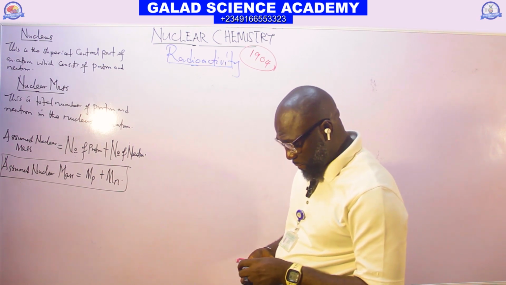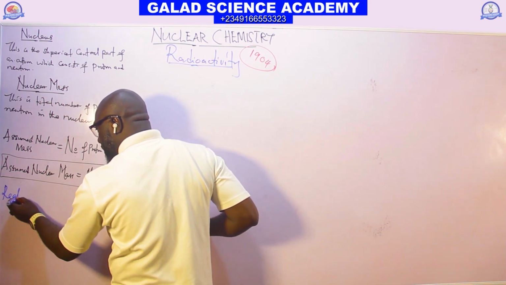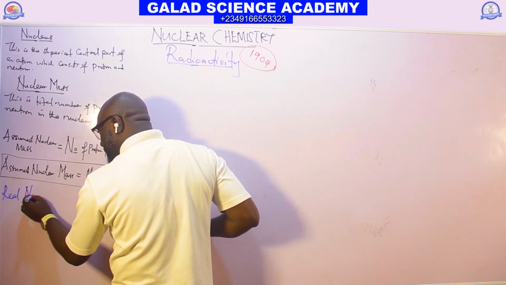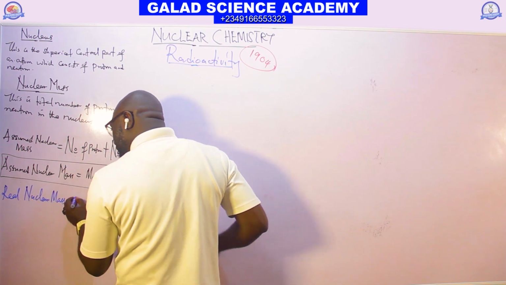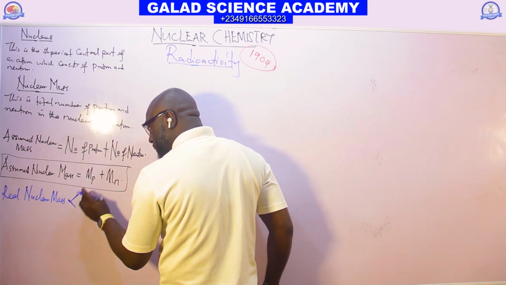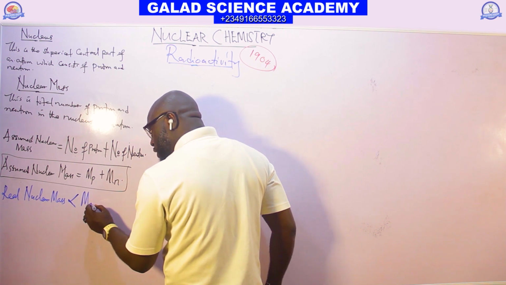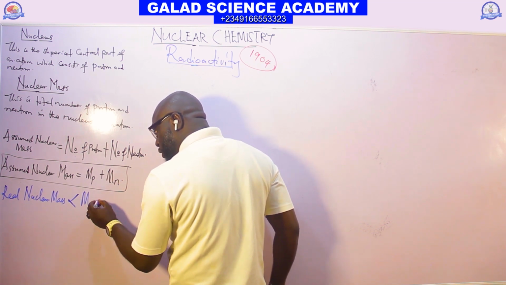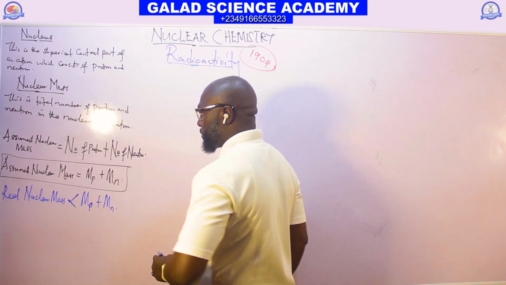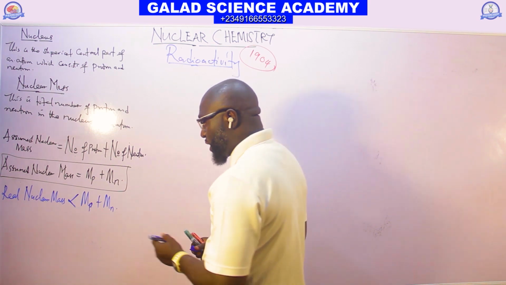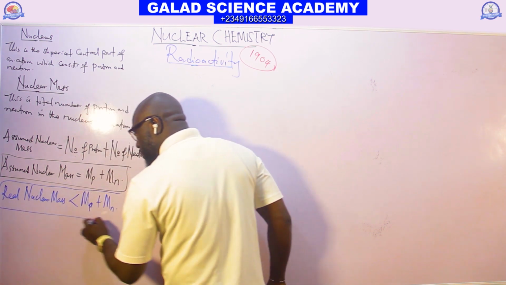But the real nuclear mass is less than the total mass of neutron plus mass of proton in the nucleus of an atom, the assumed nuclear mass.